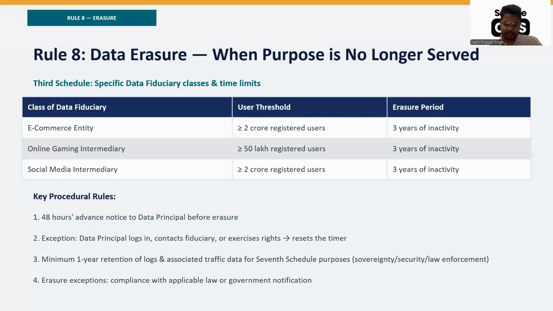Now, what are the key procedures in this rule? You'll have to give a 48-hour advance notice to the data principal or the consumer that you are deleting their data. And suppose a login also comes in: if the consumer has logged in to the app within that 48-hour period, the 48-hour timeline resets. So if a notification comes to me and I try to log in to that app, that 48-hour period will reset again.